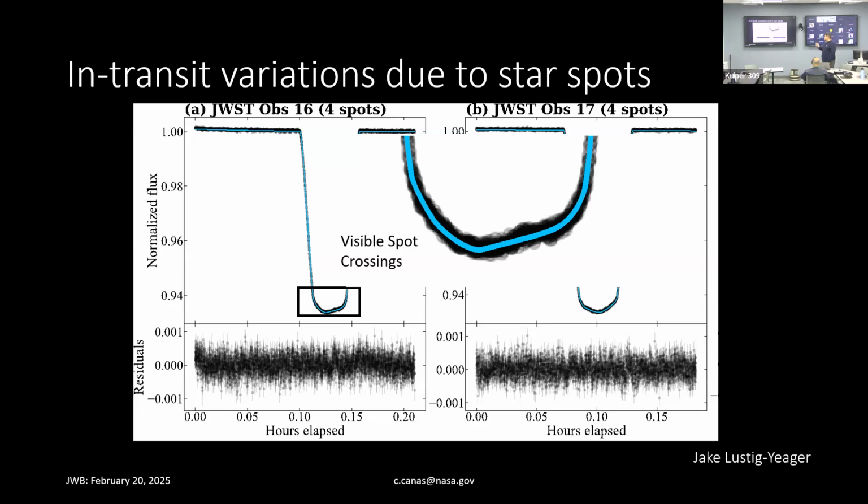Just because JWST has amazing precision, it beats anything you have from the ground. I will say that when we targeted this object based off of TESS and ground-based data, we had no idea there were spot-crossing events. There was nothing in TESS that indicated variability, and nothing in our spectra either, so we thought it was the perfect object to start with. And JWST surprised us with all of this.